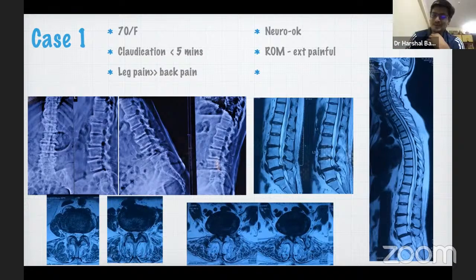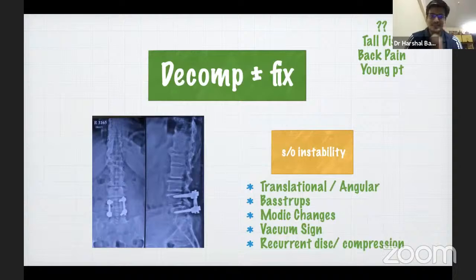So, sir, I know about the case. I was there for the surgery, and we were looking at a 70-year-old female. We decided on doing a one-level posterolateral fusion, and that was the post-op X-ray. Whenever a degenerative listhesis comes with a lumbar canal stenosis, we always have an issue in decision making, whether to fix or not to fix. So there we look for radiological signs of instability. Apart from that, I would like to know from the esteemed faculty and panel how much the tall disc, the back pain and young patient come into decision making, sir?